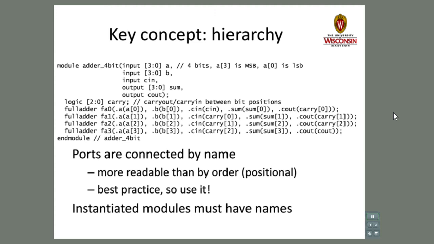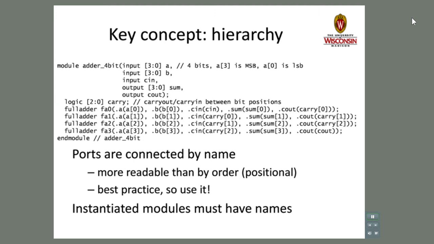A key feature of Verilog is its support for modular design. We can construct modules out of other modules, which can further be constructed out of other modules, and so on. Here we're looking at an example that builds a 4-bit carry propagate adder from 4 full adders by connecting the carry out from each full adder to the carry in of the next bit position. Note that we declare a carry vector of size 3 for these carry signals and then connect elements of that vector to the appropriate ports in each full adder module.